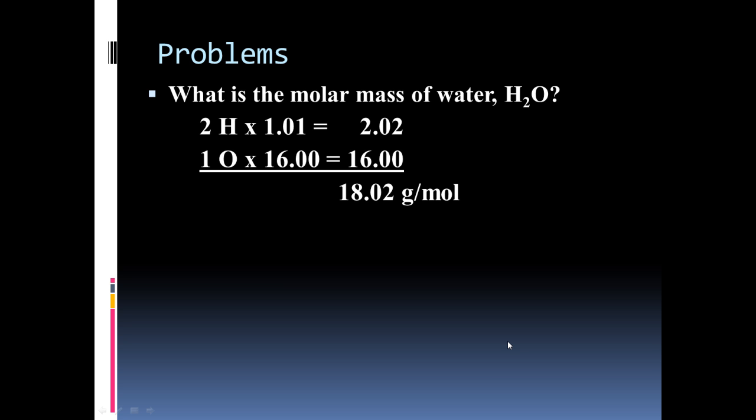This is a really nice way to set it up. This is going to help you out when you are doing some problems later on. So you've got 2 hydrogens, hydrogen off the periodic table is 1.01, 1 oxygen, 16.00, and then I can add those 2 numbers up, and that gives me 18.02 grams per mole. Again, you need to have the units for this one.